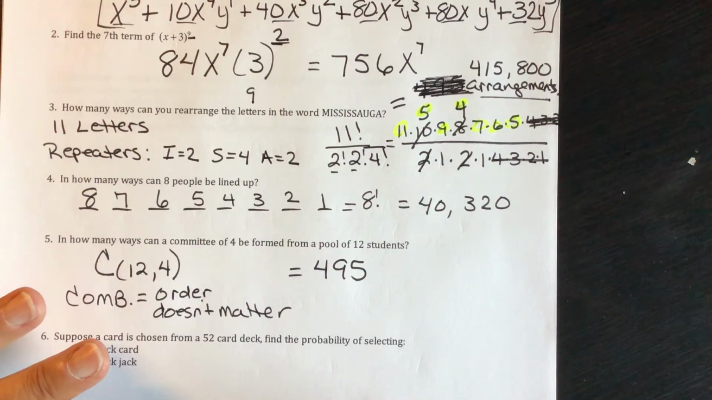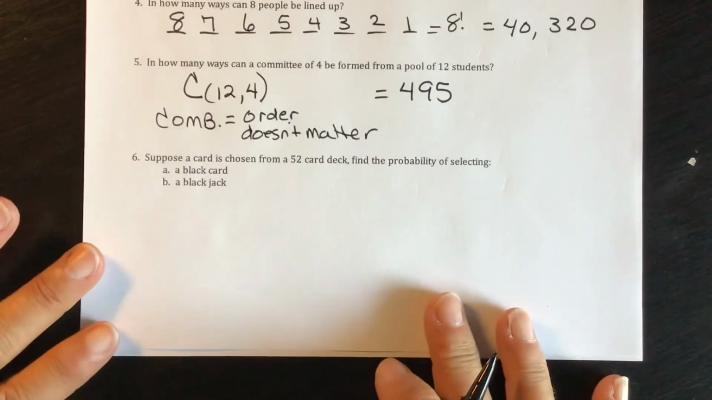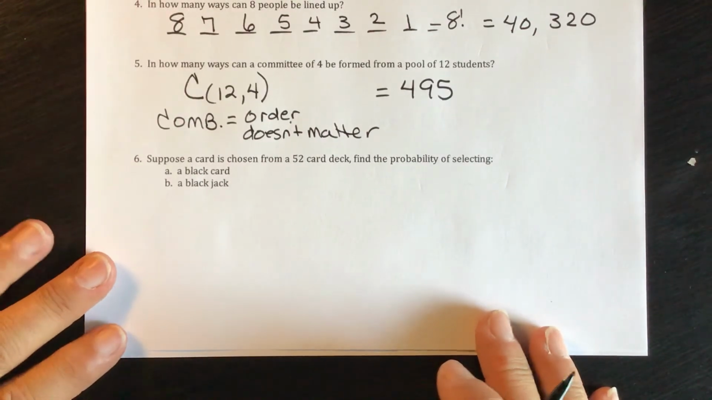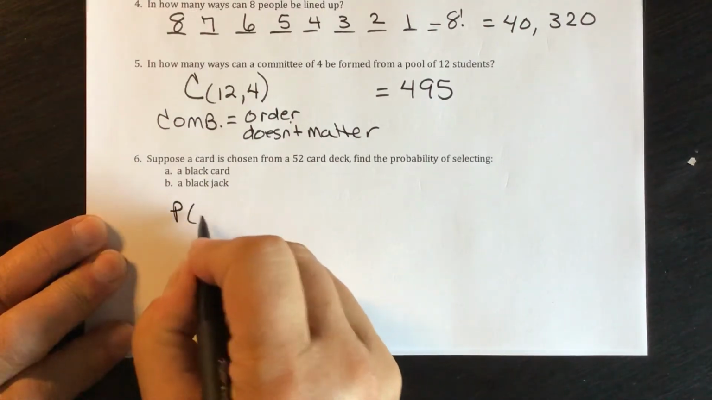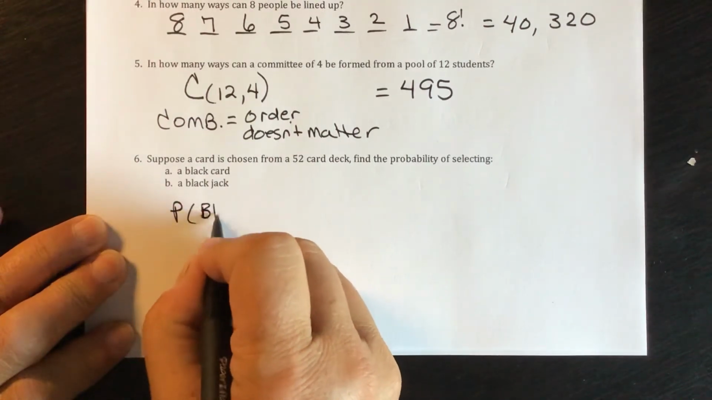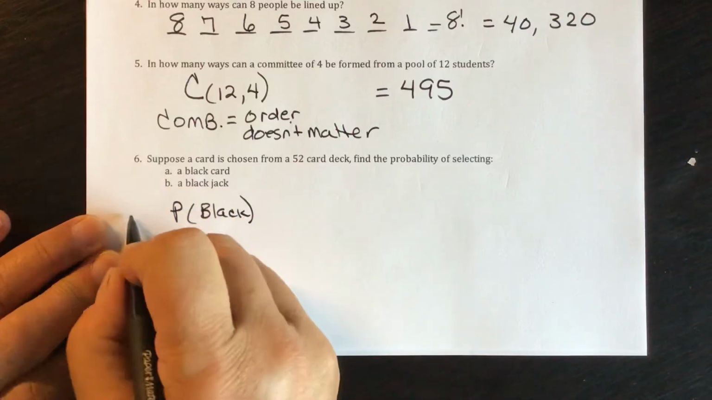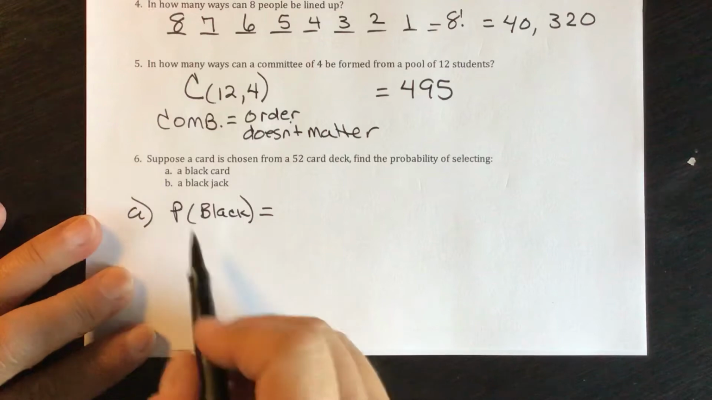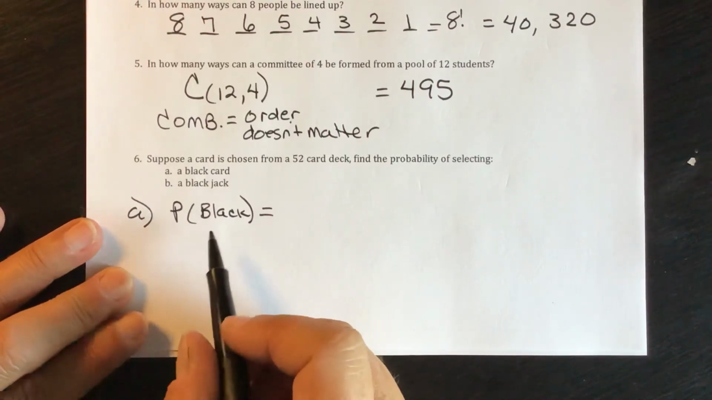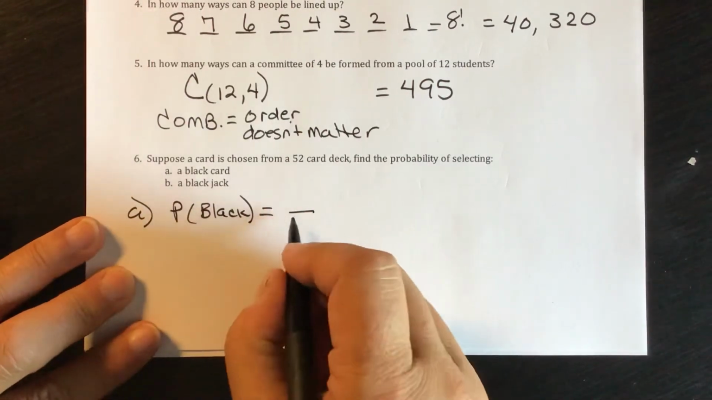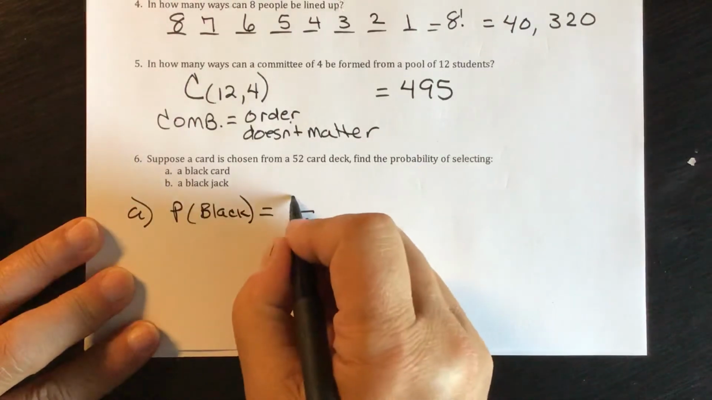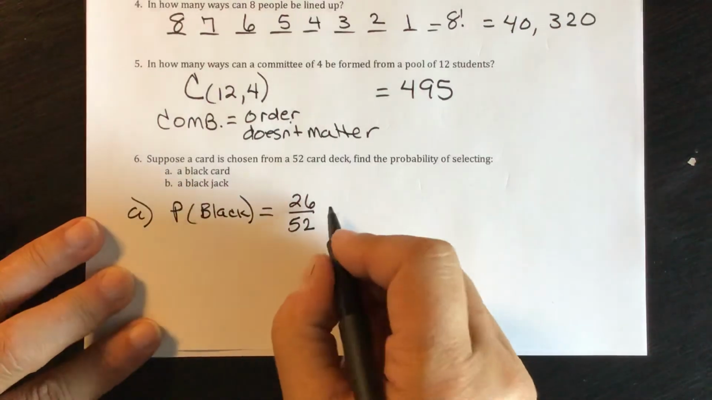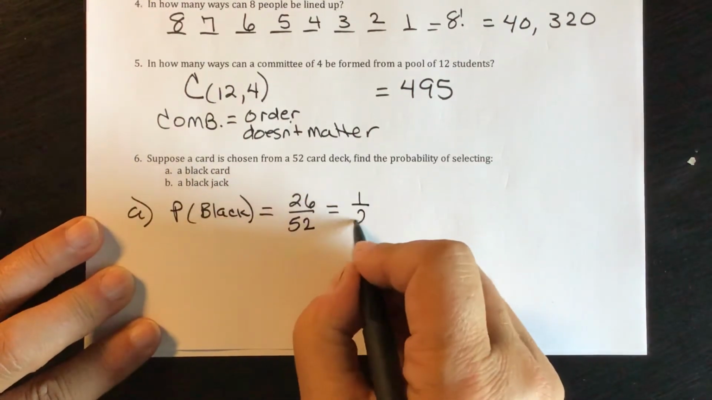All right, number 6. We have 52 cards in a deck, and I want to find the probability of getting a black card. So we have to know a little bit about the deck of cards. In a deck of cards, half of the deck is black and half is red. So if there's 52 cards in the deck, 26 of them are going to be black. And that probability is 1/2.